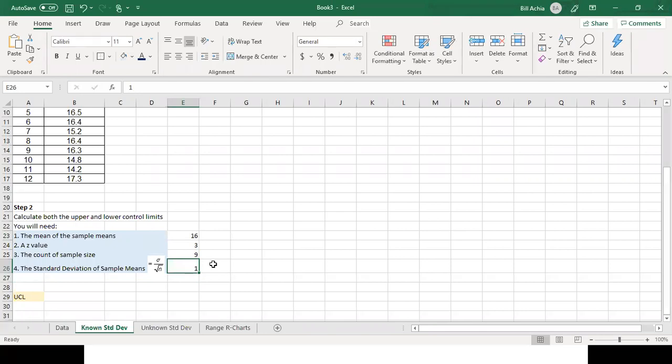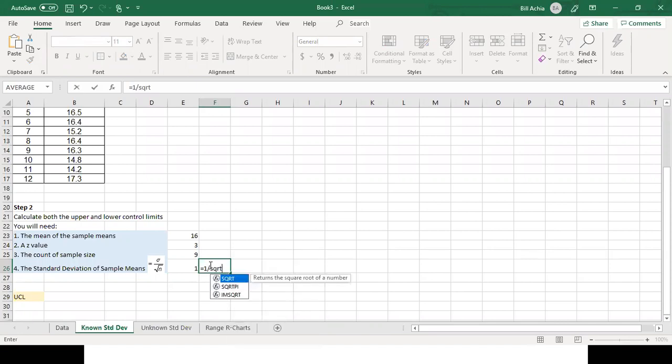Now we need the standard deviation of the sample mean, and for that we divide this standard deviation by the square root of your count. Okay, so that will equal 1 divided by the square root of 9.